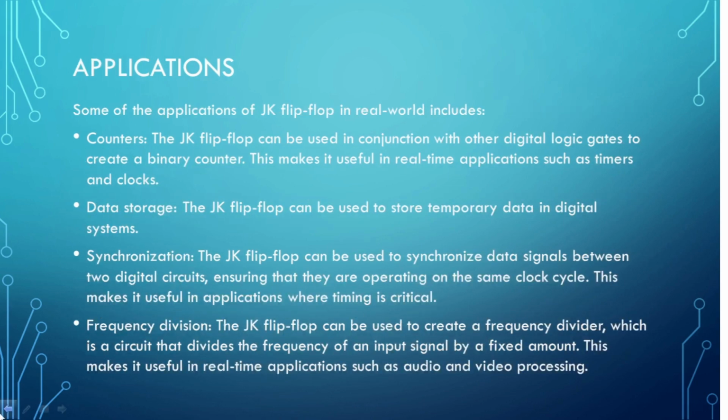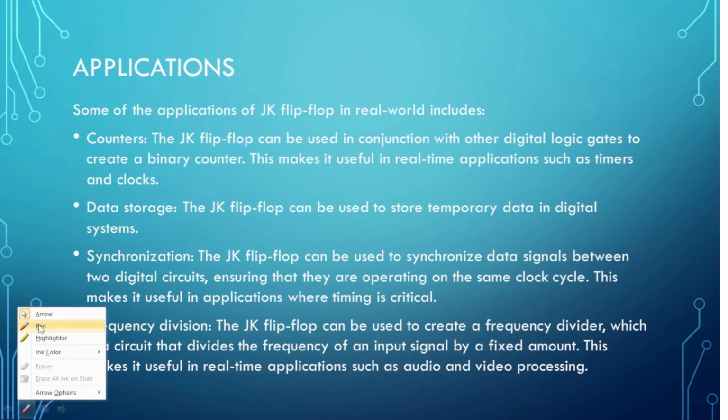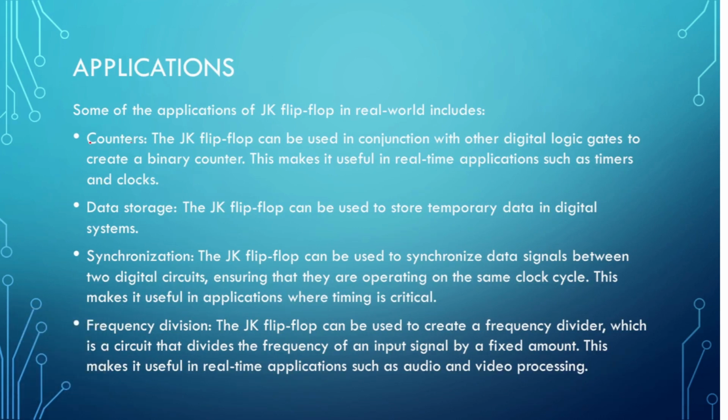And these are all the applications where we can use it: in counters. The JK flip-flop is used in counters, as a data storage device, for synchronization, and in frequency division. It is used to create a frequency divider in which the circuit divides the frequency of the input signal by a fixed amount. So this JK flip-flop is used in real-time applications like audio and video processing. These are all the applications of the JK flip-flop.